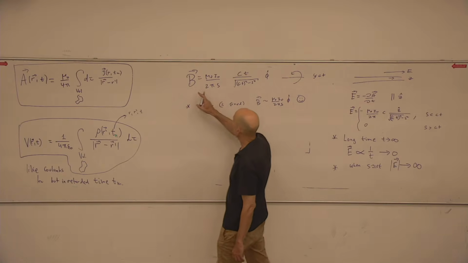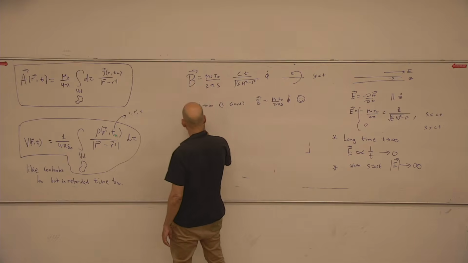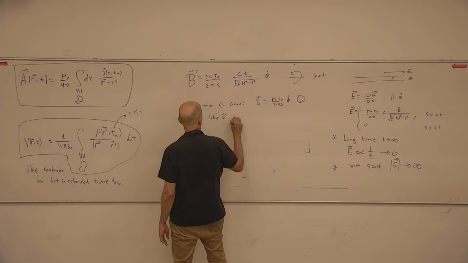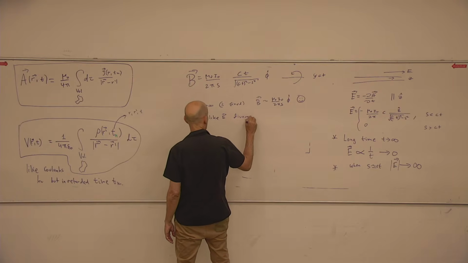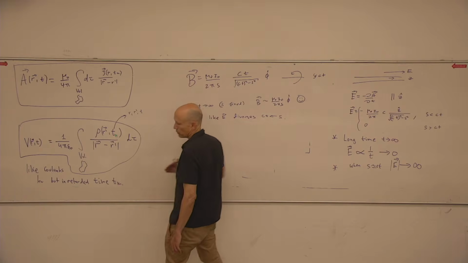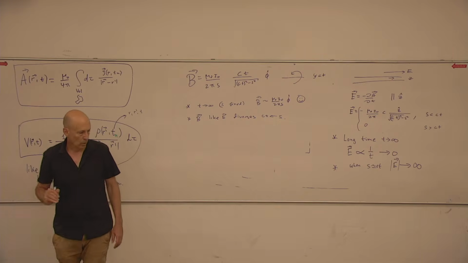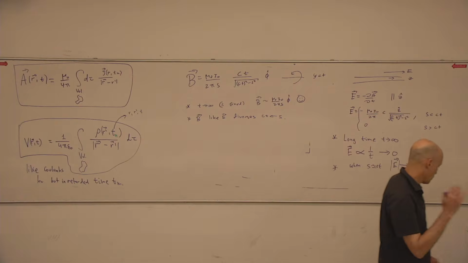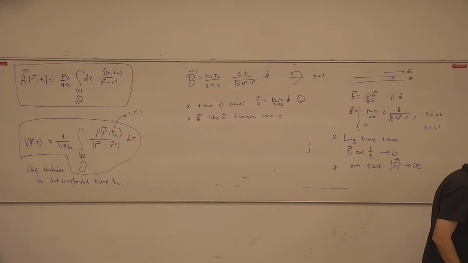You also see that B, like E, diverges when S goes to ct from below, which means that the Poynting vector is going to be tremendously large exactly at the front.